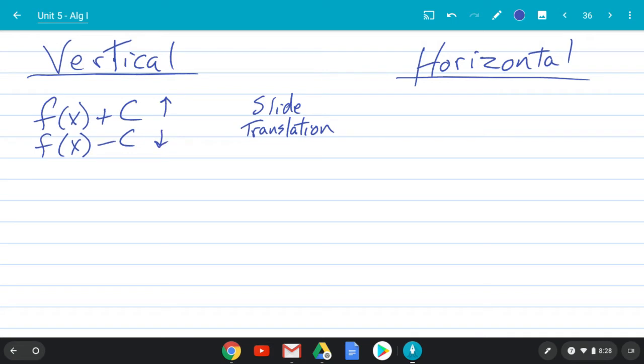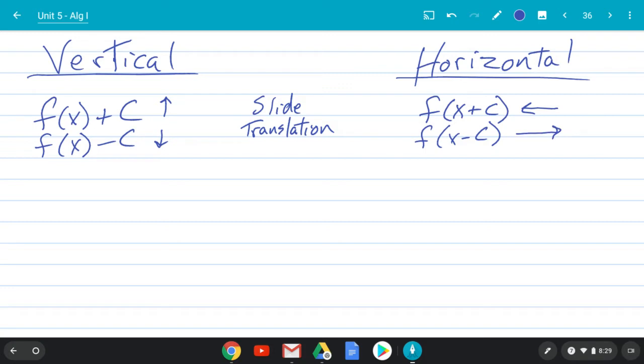The other type of slide or transformation was if we took a function and, on the inside of the parentheses, we added a number or subtracted a number. However, every time something's on the inside, it's kind of opposite of what we expect. For example, if we were adding something, we would expect it to go to the right, but it actually goes left. Just like if we're subtracting something, we'd expect it to go left, but it actually goes right. I think everybody's comfortable with those.